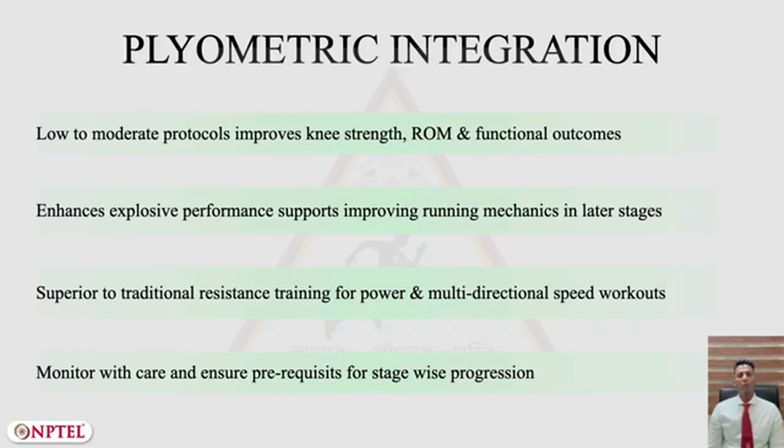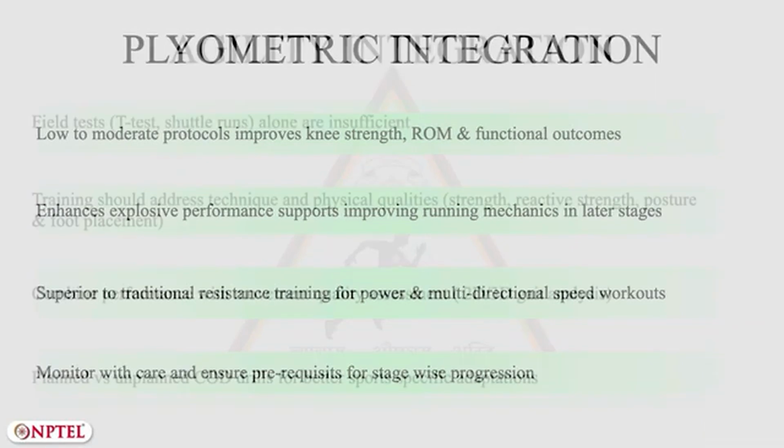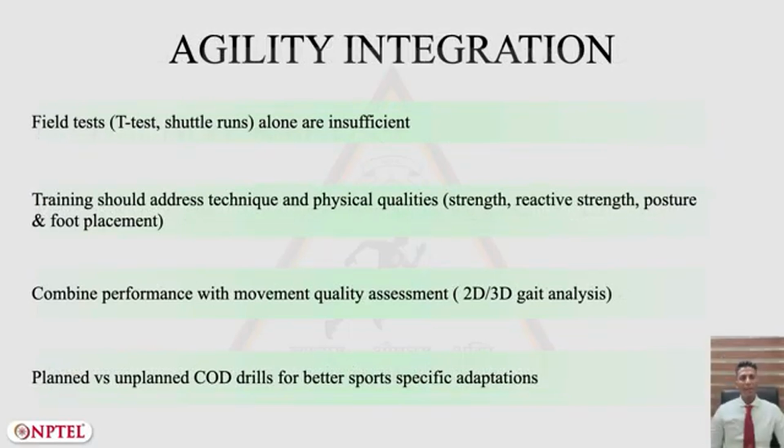However, progression must be cautious. Poor landing technique or inadequate strength can make plyometrics harmful. Prerequisites such as single leg landing control and quadriceps symmetry must be satisfied before integration. In a similar manner, agility integration. Agility training must address both physical qualities and technical execution.